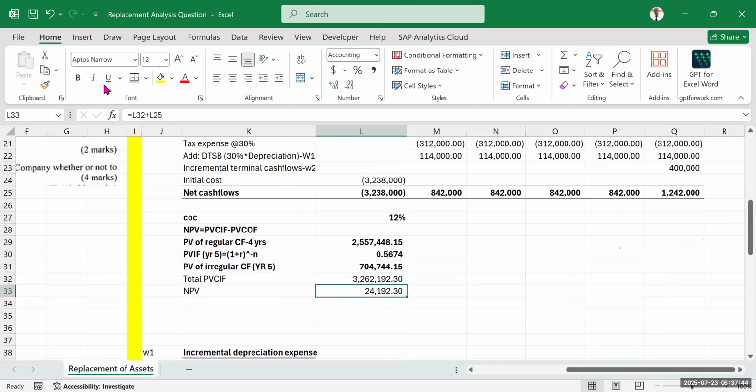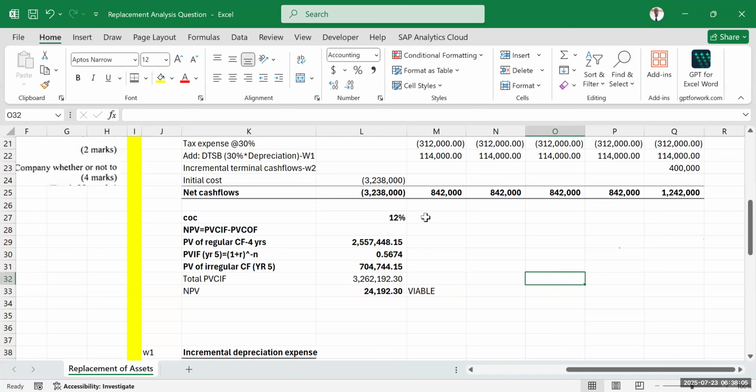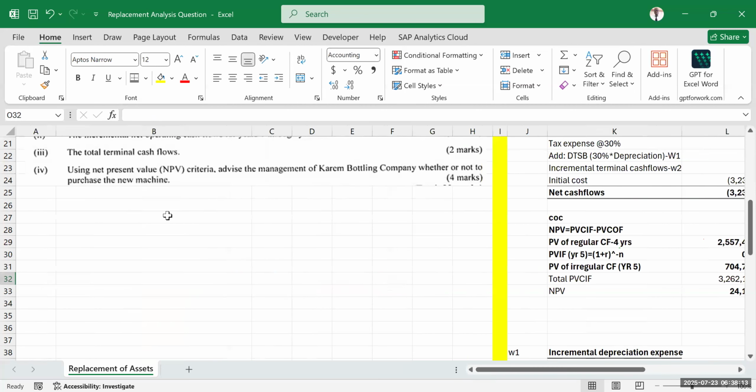And I can see that I have 24,192.3. Now, this figure is positive. Whenever NPV turns out to be positive, what do we say? What do we say? We say viable. Thank you, Hortensia. We say this decision is viable and we can go ahead and now replace the old machine with the new one. That is the decision that the examiner was asking in note 4.